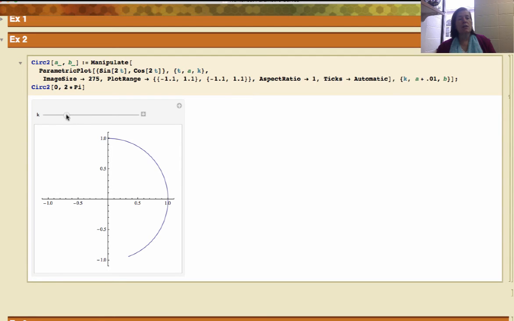And as t runs from 0 to pi, we get one full revolution of this circle, and when t is pi, we end up at the initial point again. Now, as t increases from pi to 2 pi, we don't get any new points. This parametric curve moves around the circle again from the initial point right back to the initial point.